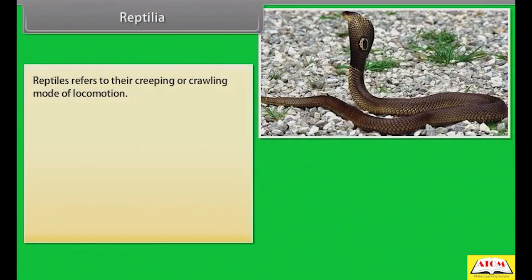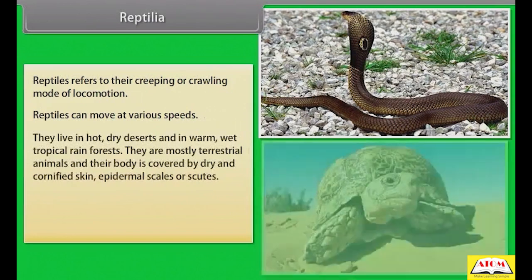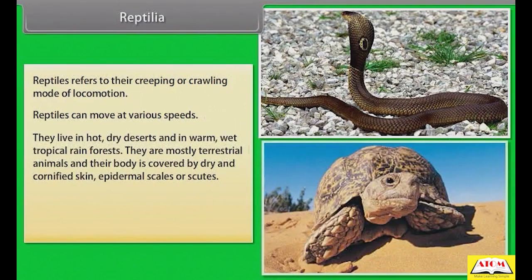Reptilia. The name refers to their creeping or crawling mode of locomotion. Reptiles can move at various speeds. They live in hot, dry deserts and in warm, wet tropical rainforests. They are mostly terrestrial animals, and their body is covered by dry and cornified skin, epidermal scales or scutes.